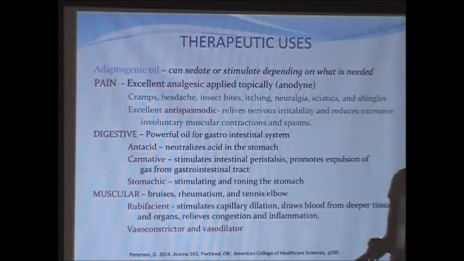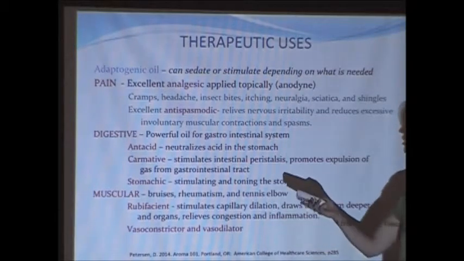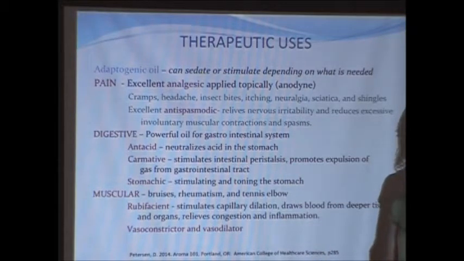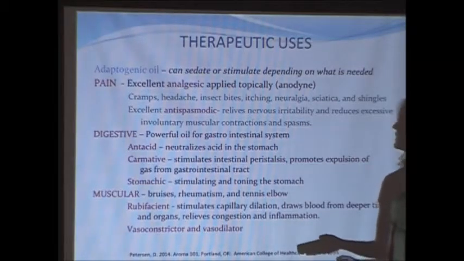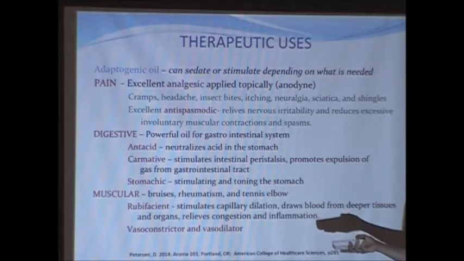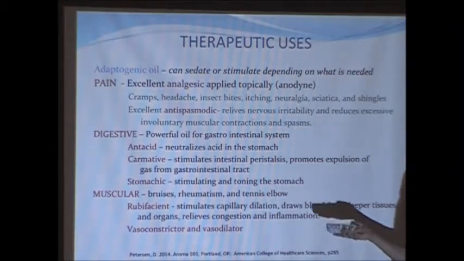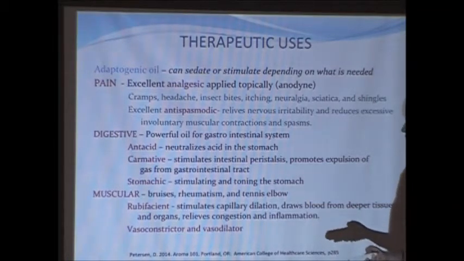It's an adaptogenic oil, which means it can sedate or stimulate depending on what you need. Great for pain, applied topically, great for antispasmodic, digestive. Not everybody, but many people use peppermint to help their stomach, peppermint tea. And it also helps with muscular issues, as far as bruises, tennis elbow, rheumatism.